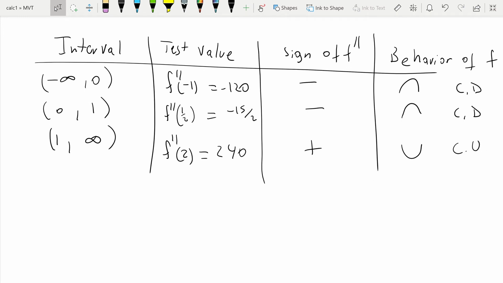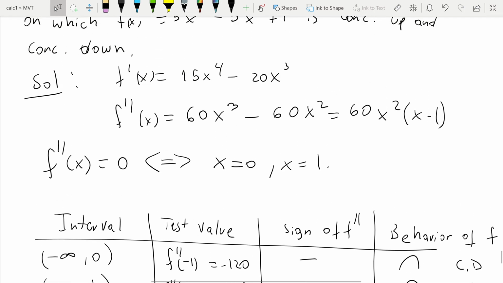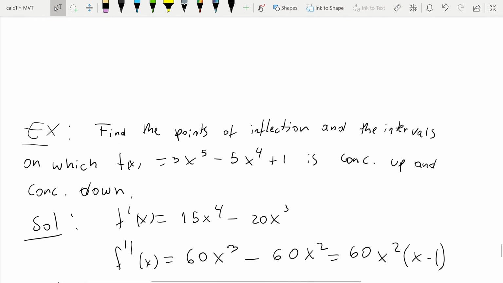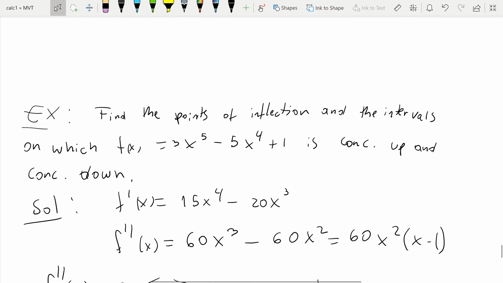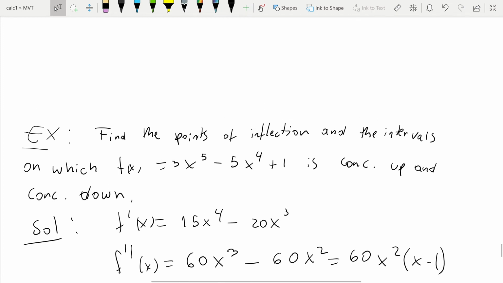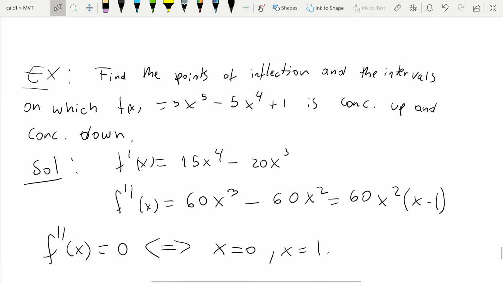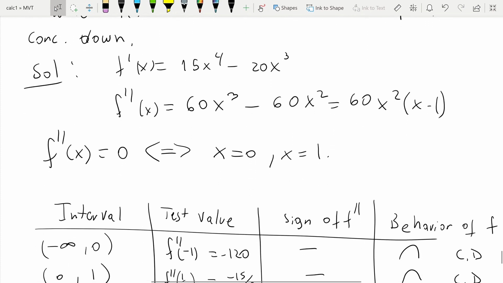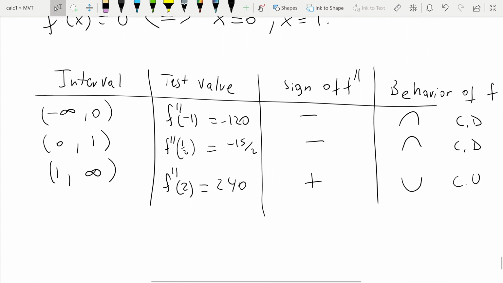But we'll see here that at 0, the sign of f double prime did not change. So it was negative before 0, and it's still negative after 0. So the function doesn't change concavity at 0. So 0 does not correspond to an inflection point.